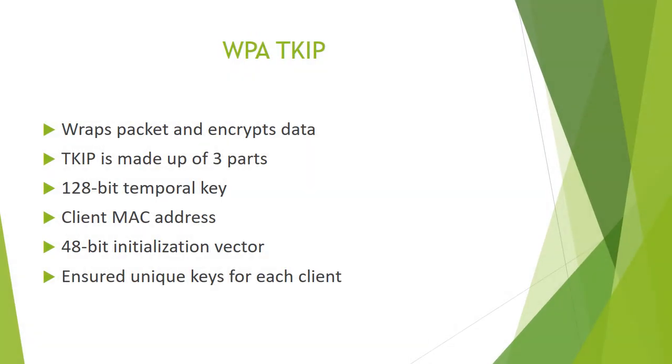TKIP wraps packets and encrypts data at the end of them. TKIP was made up of 3 parts: a 120-bit temporal key, the client's MAC address, and a 40-bit initialization vector. This ensured that the keys were unique for each client and keys were not repeated among multiple clients.